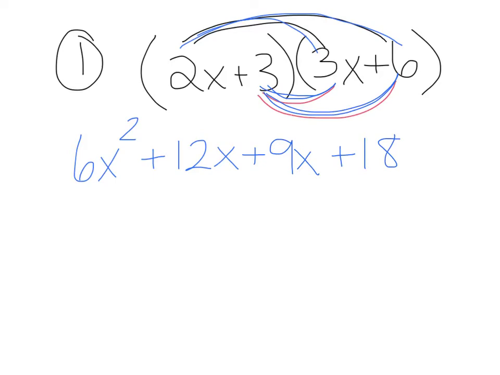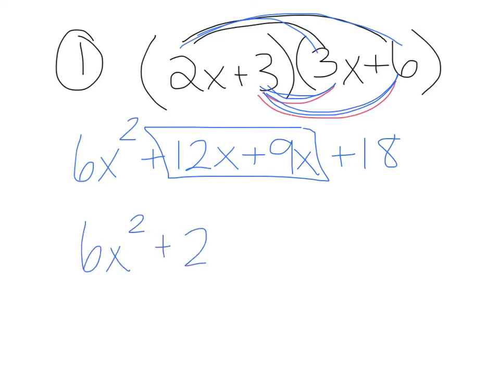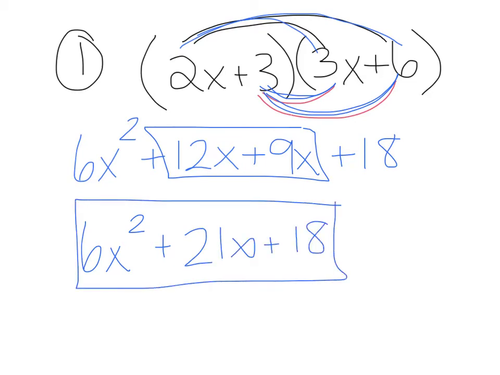Now we look at our two middle terms, and we can combine these two together because they're both just single x's. So now we have 6x squared plus 21x plus 18 as our final answer. So this binomial times binomial, 2x plus 3 times 3x plus 6, ends up to be 6x squared plus 21x plus 18.